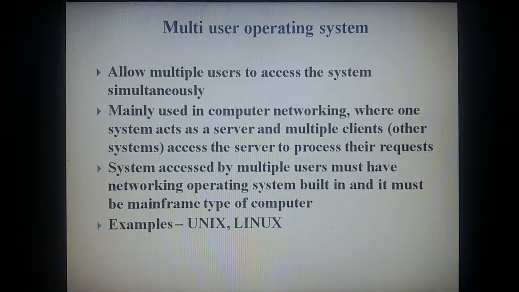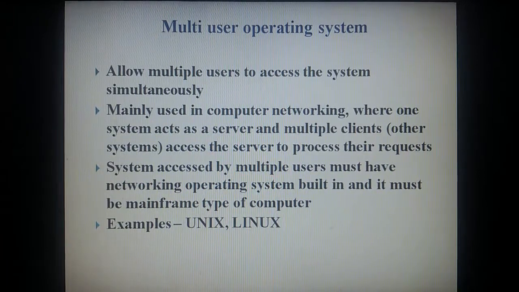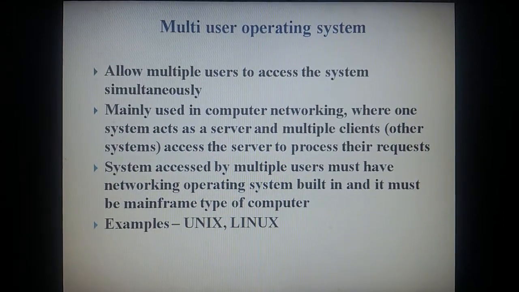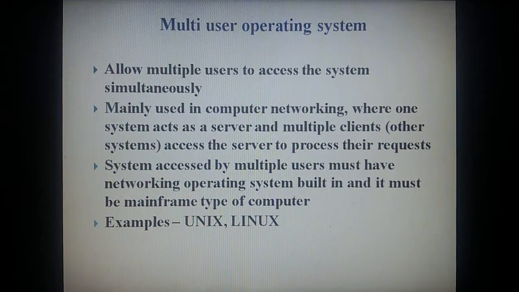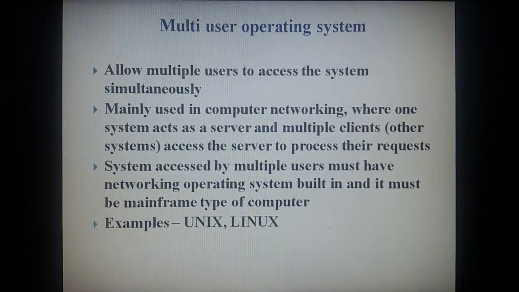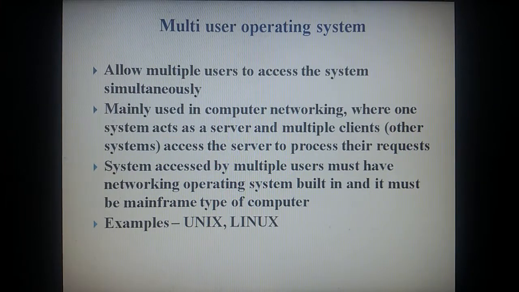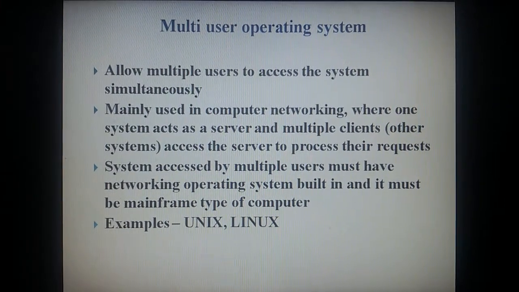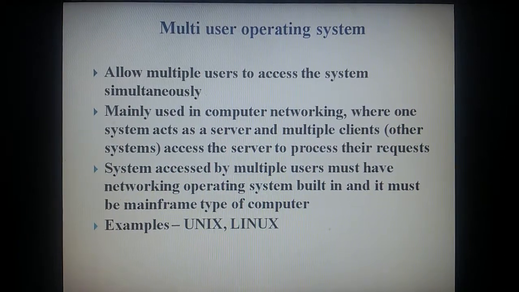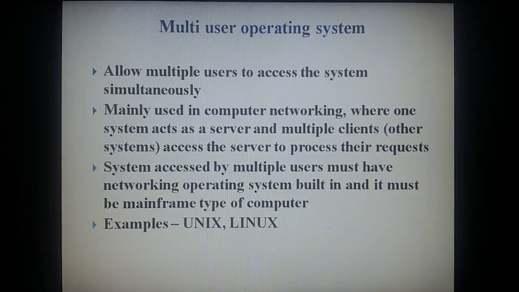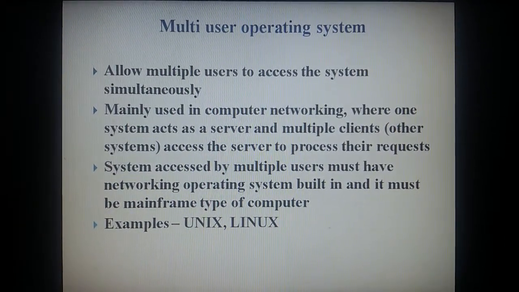Multi-user operating system allows multiple users to access the system simultaneously, mainly used in computer networking, where one system acts as a server and multiple clients access the server to process their requests. A system accessed by multiple users must have a networking operating system built in, and it must be a mainframe type of computer. Examples: Unix, Linux.